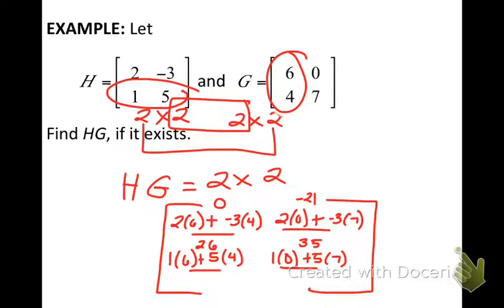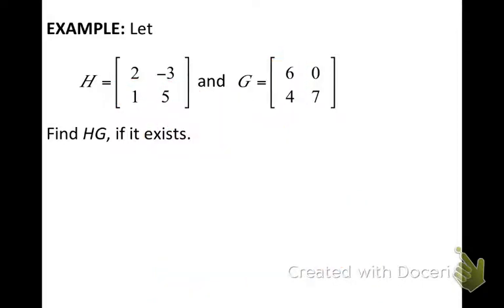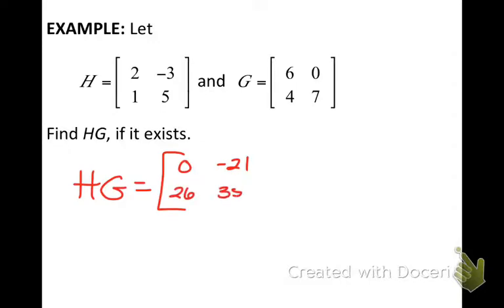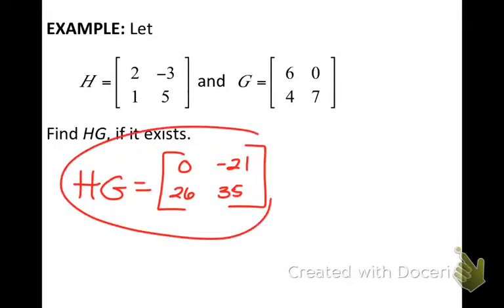So my final answer, let's rewrite it as one matrix. Can I erase this? Is that okay? So HG is equal to, oh, now I don't even remember what the numbers were. What's the first element? 0. 0, -21, 26, and 35. Thank you. There's our answer.